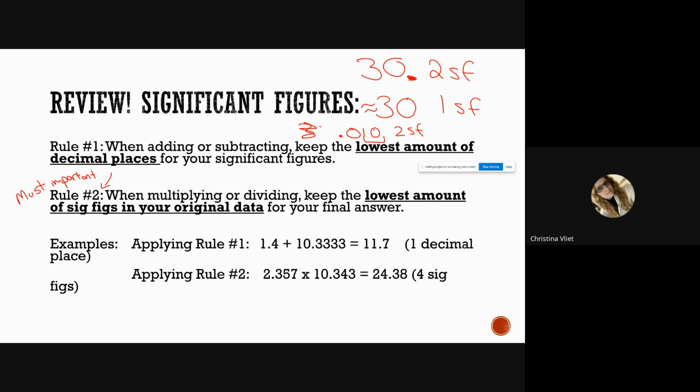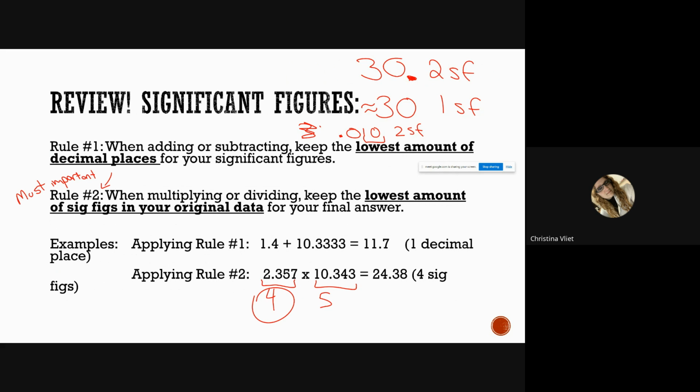Take a look at these rules. The rules for multiplication and division are down here. 2.357 has how many significant figures? 4. 10.343 has how many significant figures? 5. Which number is smaller, 4 or 5 significant figures? So your final answer should have how many significant figures? 4. That's the way to evaluate it. Your final answer should have 4 significant figures.